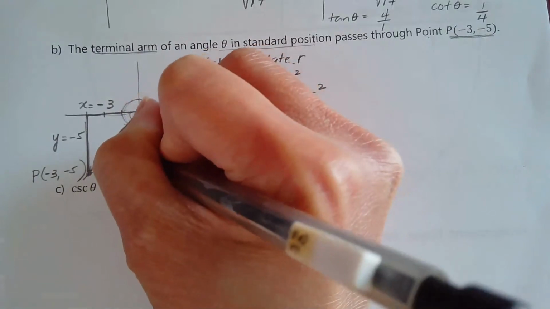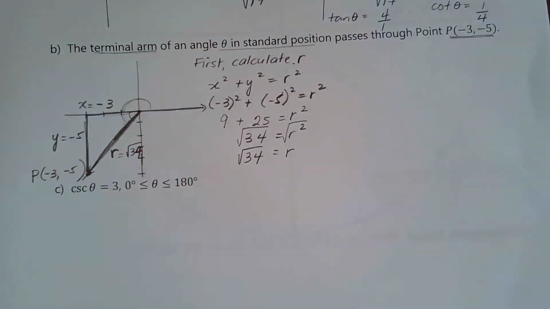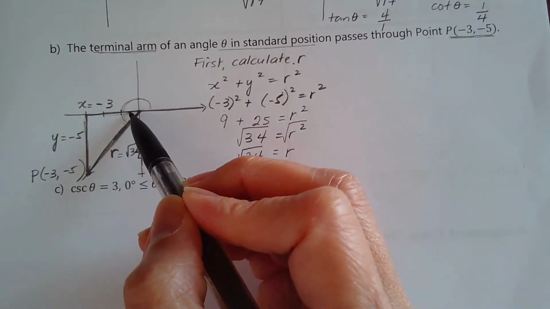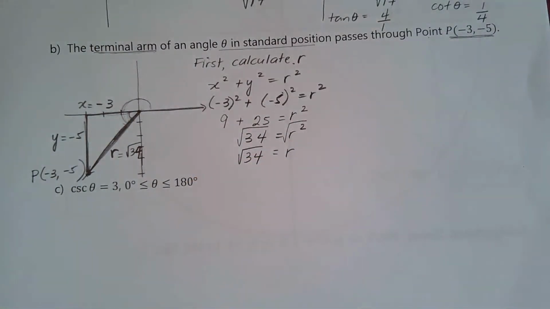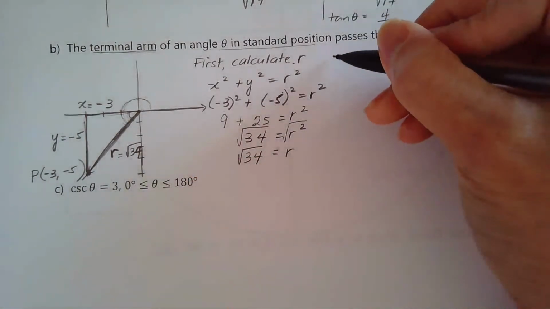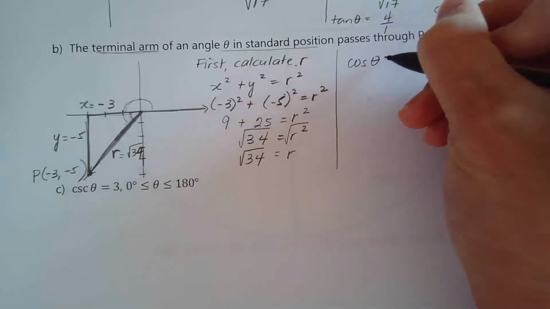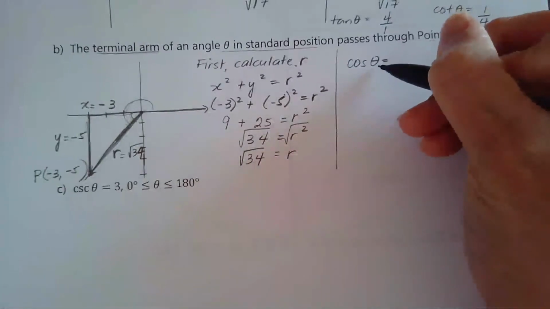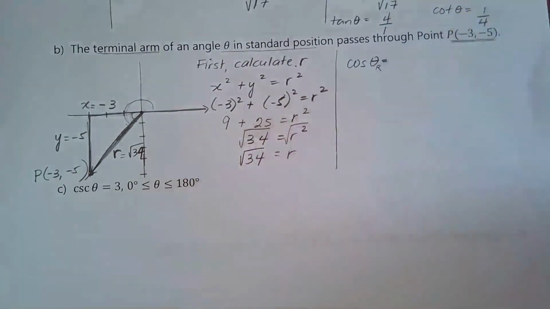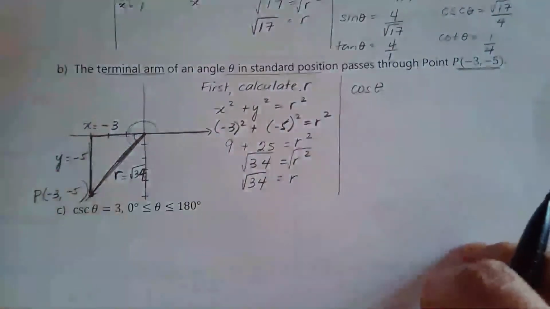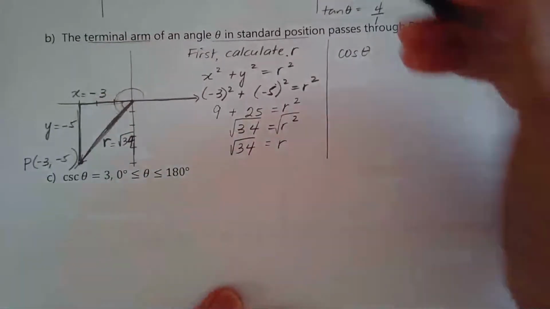Square root of 34. Okay, like that. Great. So we know all three sides of this triangle in here. And so let's take a look at the six trigonometric ratios. I'm just going to do a line here, cosine theta. And what we're really doing here is the cosine of not the theta, but cosine also of the angle in standard position, or theta.